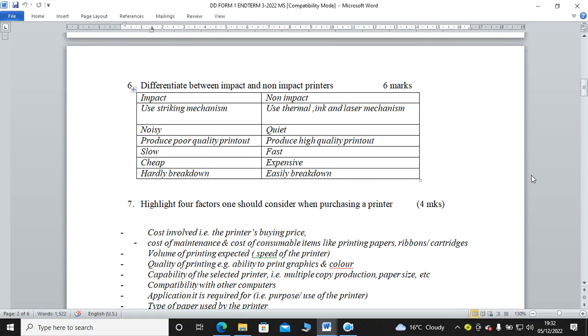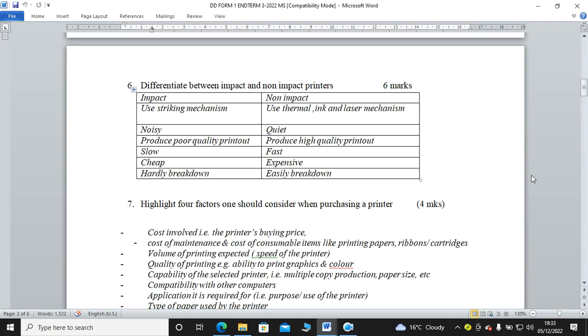Differentiate between impact and non-impact printers. We have our 6 marks. When you talk about impact printers, these are printers that use a striking mechanism. Non-impact printers use thermal, ink, and laser mechanisms. Impact printers are noisy, whereas non-impact printers are quiet. Impact printers produce poor quality printouts, whereas non-impact printers produce high quality printouts.